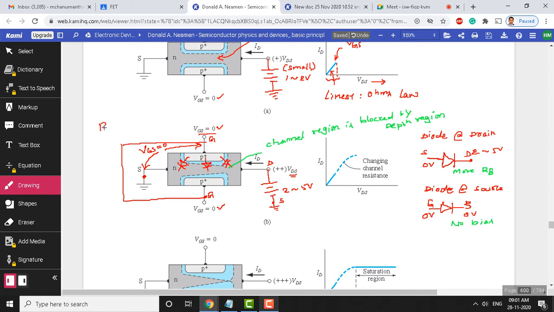Our channel resistance, not the entire channel resistance, at the drain side increases, right? Now see further, this is for nominal drain source voltage what we have seen. So now you observe the characteristics here. Here we have seen for small drain source voltage. This is case 1, the first case you have seen, the linear region. Now beyond that you are increasing further. Now see what happens here.